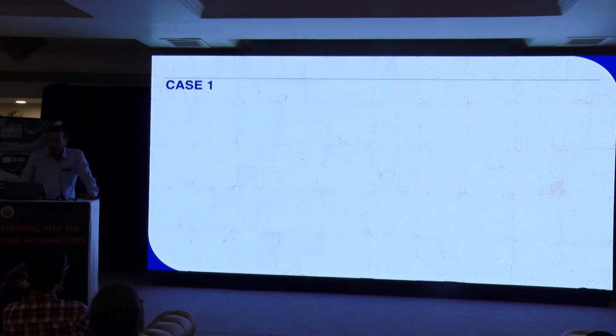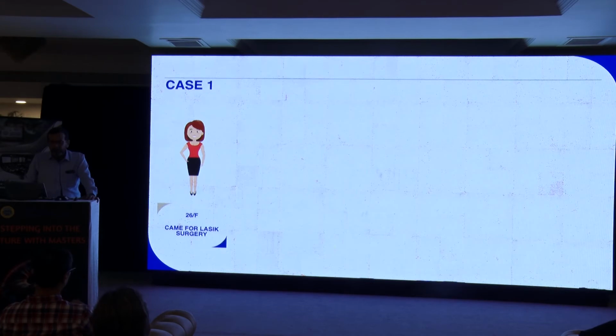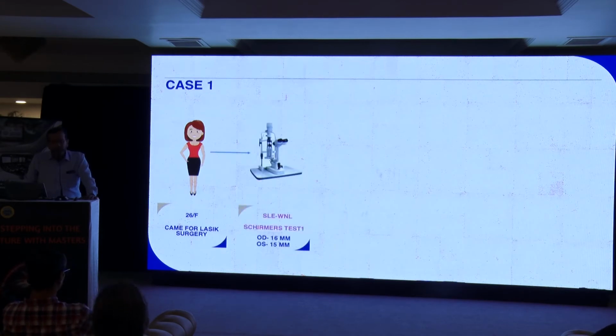Now, I'd like to show a few clinical cases which we have encountered and in which we have been using this drug. So this was a case of a 26-year-old female who came for a LASIK surgery. Her Schirmer scores were low.